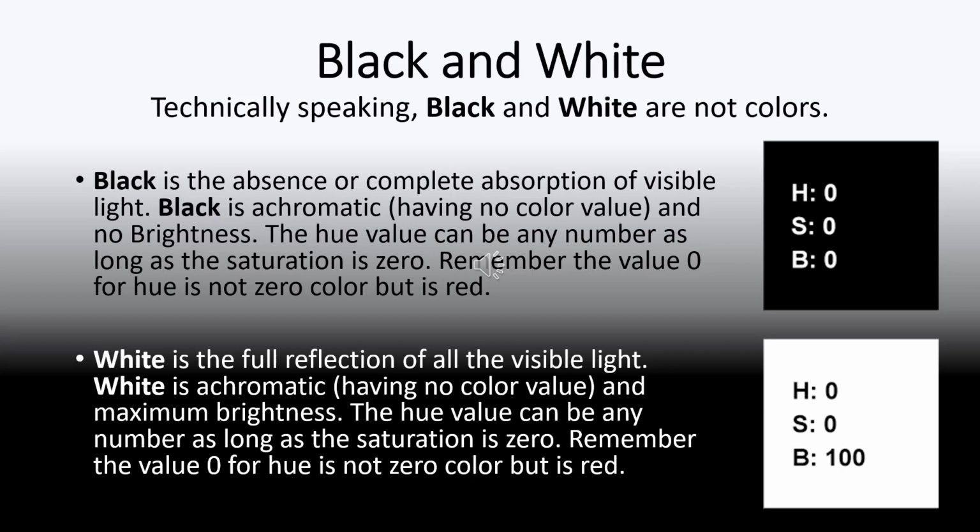So here we have black and white. Technically speaking, black and white are not colors. Black is the complete absence of light, where white is a 100% reflection. In the HSB values here, you can see that for hue we have 0. Remember, 0 on our hue scale is not no color, but in fact it is red. The saturation value moving from the middle of the model outwards shows us that we have a saturation of 0, which is achromatic, no color. In the case of the black, the brightness is 0. In the case of the white, the brightness is 100%.